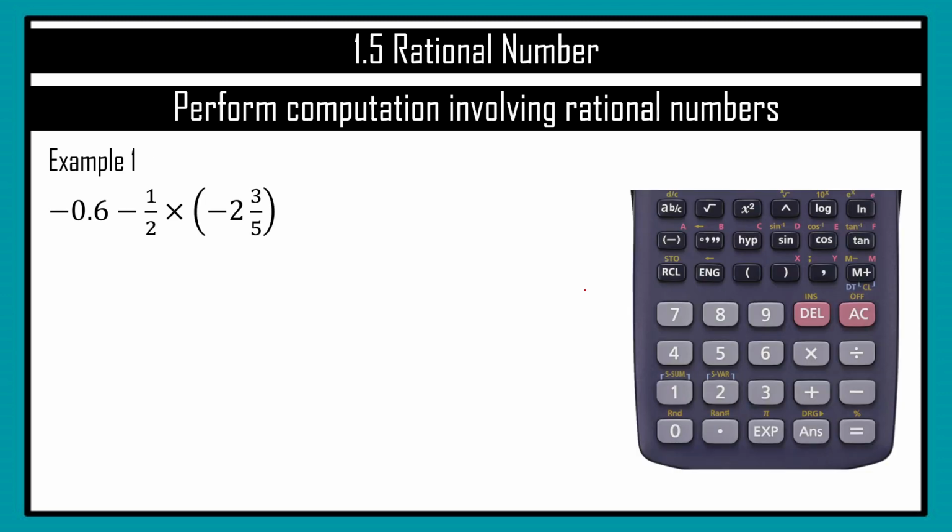Now that we know what rational numbers are, we're going to perform computation involving rational numbers. With any calculation, of course, stand by with your calculator and remember this rule: BODMAS. The rule of BODMAS says that anything inside a bracket must be done first, and then divide or multiply comes second. Finally is either addition or subtraction. So let's look at example 1.